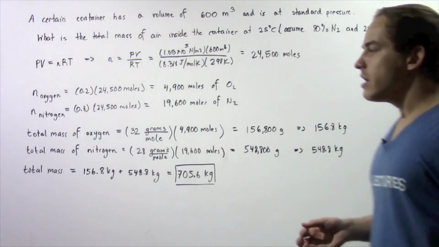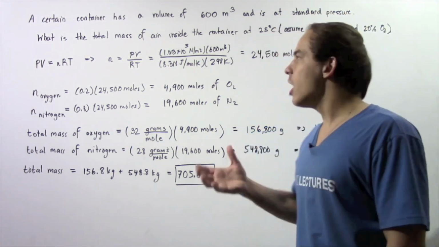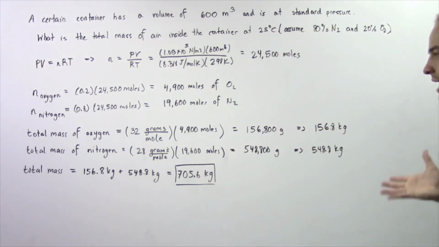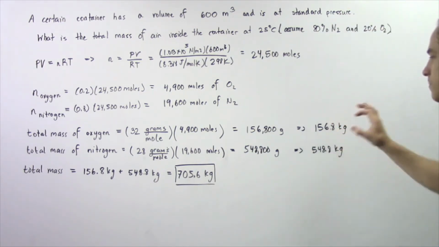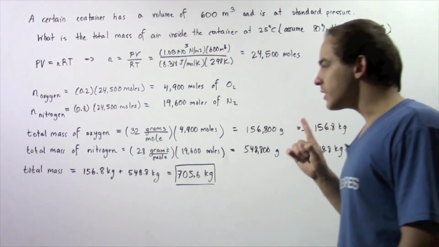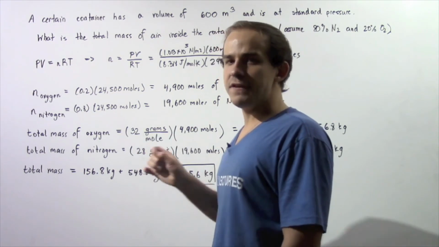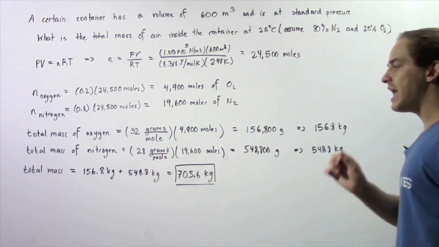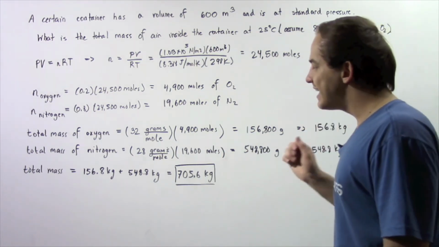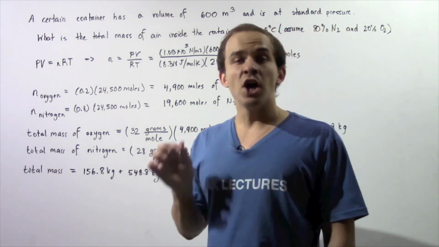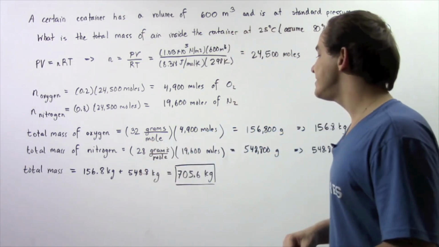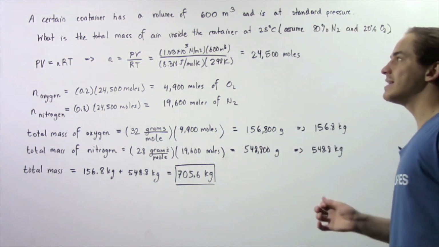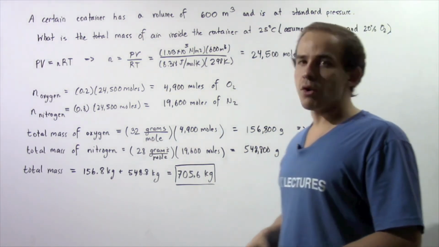So to calculate the total mass of our air inside the container, we simply add up these two quantities. So 156.8 kilograms plus 548.8 kilograms gives us 705.6 kilograms is the mass of air inside our container.